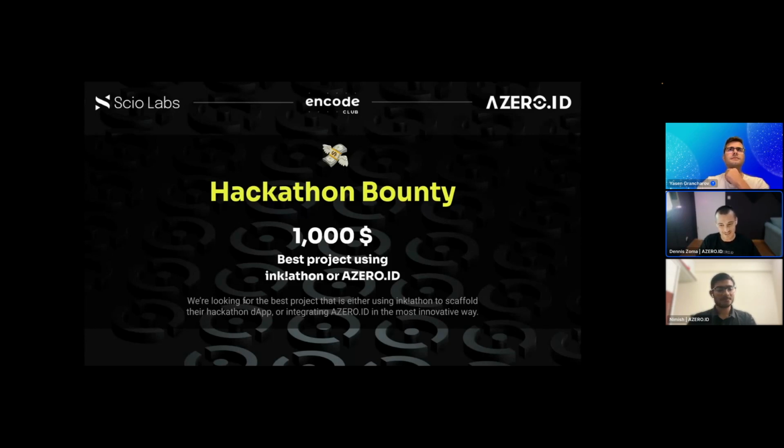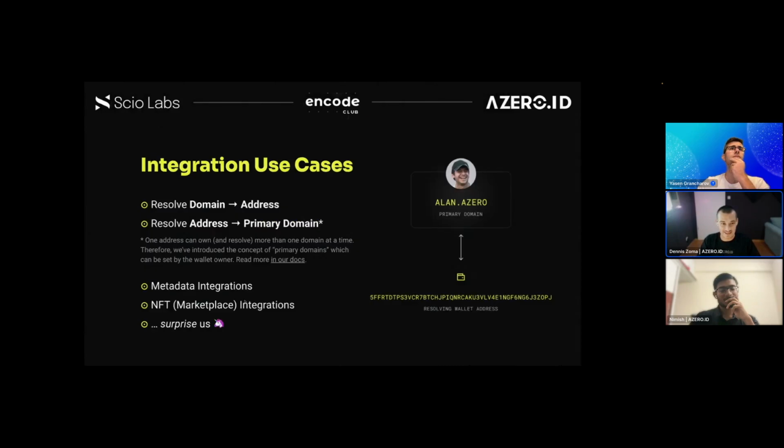And integrating AZERO.ID means integrating it in a quite innovative way, doing something unique, or having some kind of deeper integration with it, not just resolving domains to addresses or the other way around. That's probably a little bit too boring. And also it's already pre-integrated in the Hackathon boilerplate, so in theory you wouldn't have to do anything to have this. Yeah, that's also what the rest of this workshop is about.